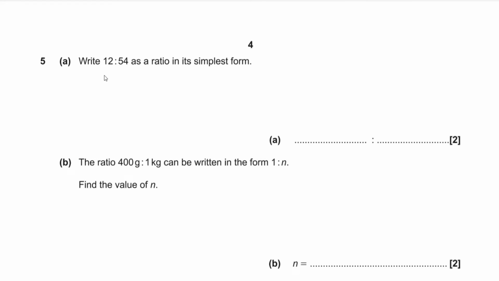Question number 5, part A. Write 12 to 54 as a ratio in its simplest form. Well, what we need to do is divide both sides by 6, and if we do that, we get 2 to 9. So the ratio in its simplest form is 2 to 9.